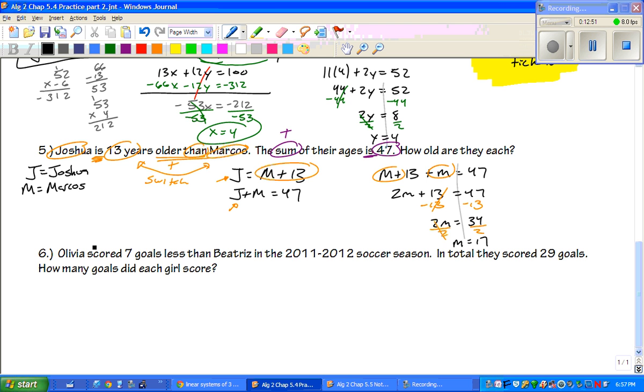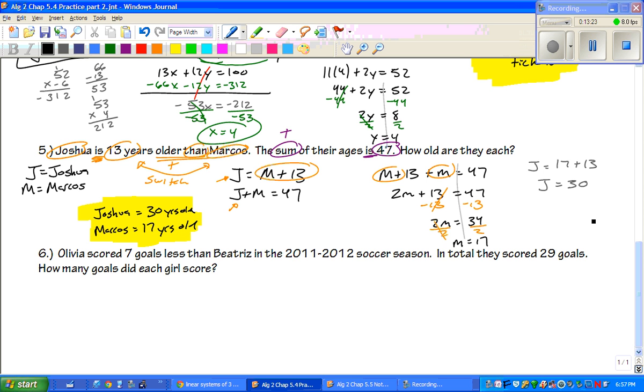Okay, so now that we found m, just plug it back into the j equals 17 plus 13. So j equals 30. So our answer is going to say that Joshua is 30 years old and Marcos is 17 years old.